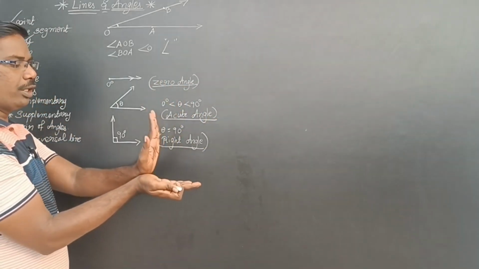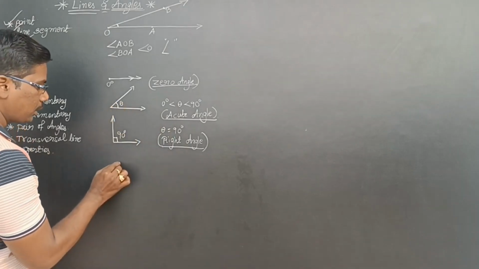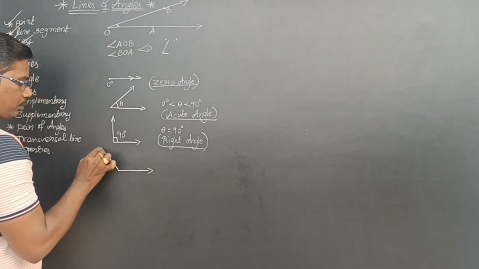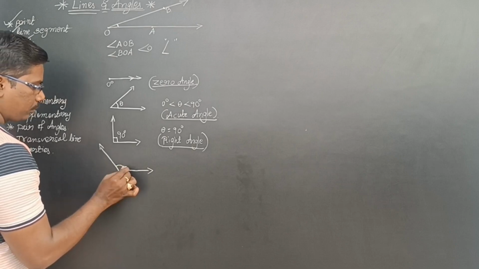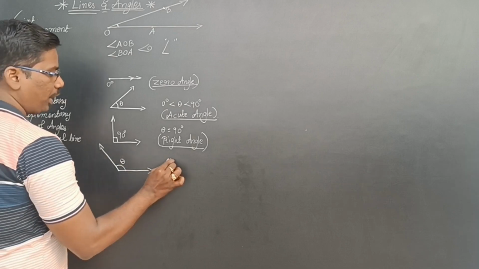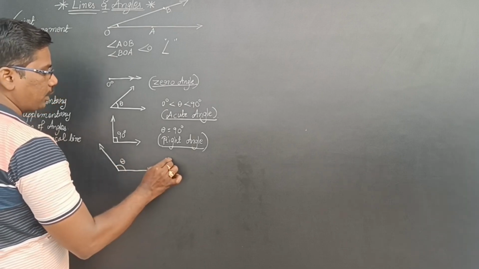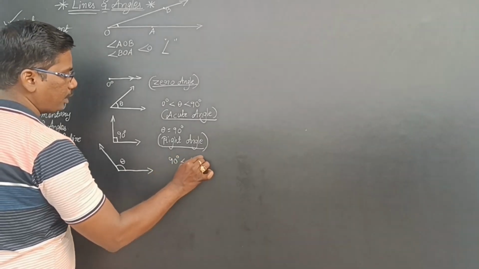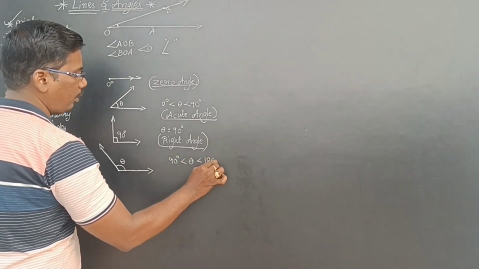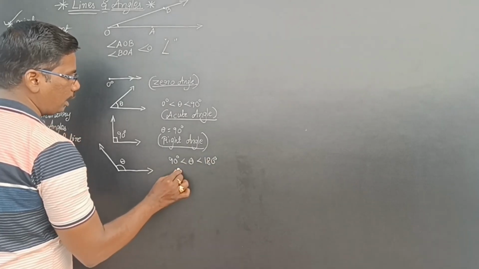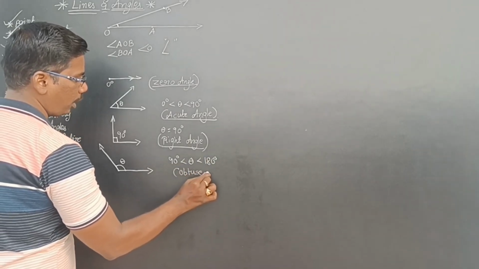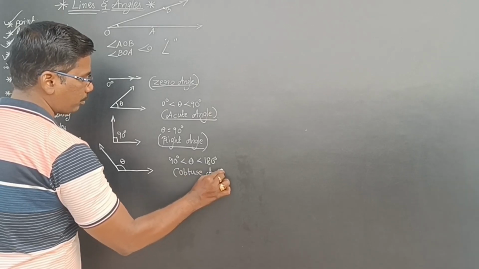So still I am moving. Means if the angle between two rays is greater than 90 degrees and less than 180 degrees, then that is called obtuse angle.